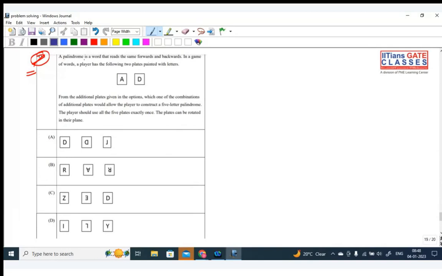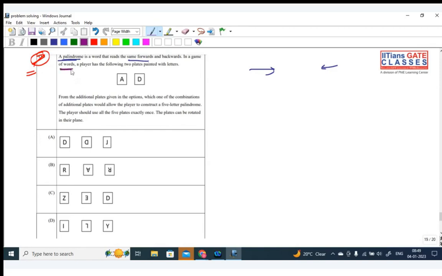A palindrome is a word that reads the same forward and backward. This is one kind of word. If you read from this side, the word will be the same, and if you read from that side, it is going to be the same. The word will be the same, though the meaning can be different, and that word can even be a meaningless word.